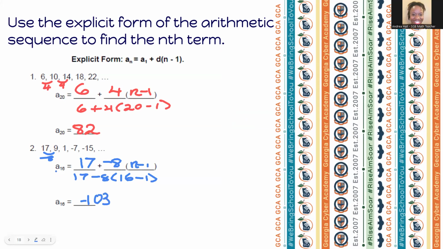So whenever they say something like a sub 16, that means they want you to substitute n is 16. Before, n was 20, and that's how we substituted in there. So I just want to make sure you see that substitution. I plugged 16 in for n. And that's how we use explicit form to find the nth term in an arithmetic sequence.